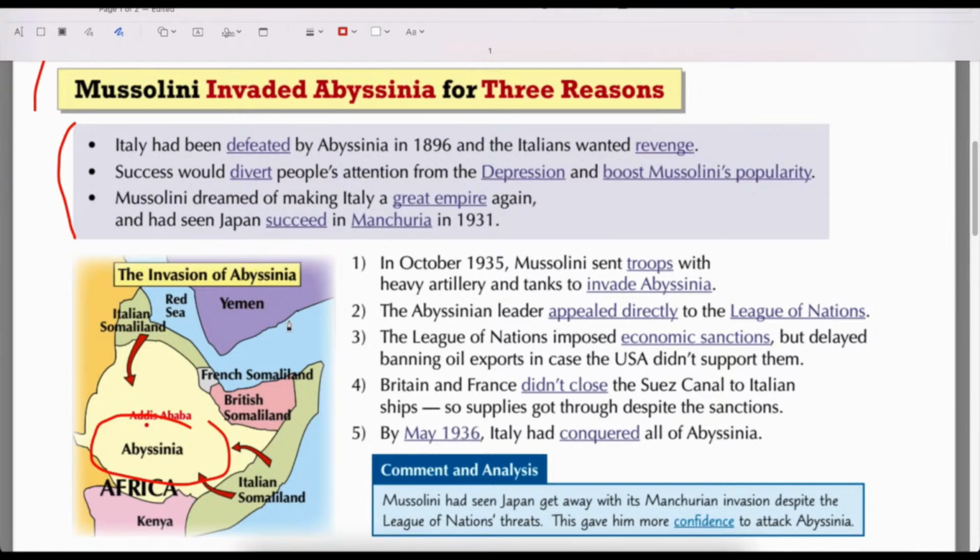And number 3 that we can see here: Mussolini dreamed of making Italy a great empire again, and had seen Japan succeed in Manchuria in 1931. So Mussolini had seen that the Japanese empire had succeeded in that. So why not? I mean, why not him, right? Maybe he could try to become a great empire too. So following that, he just did that.